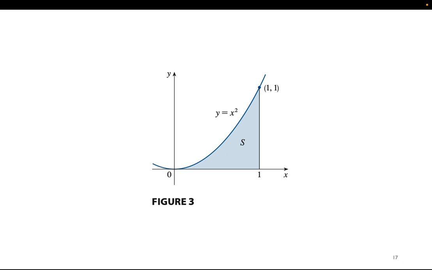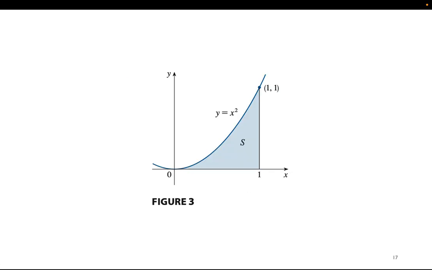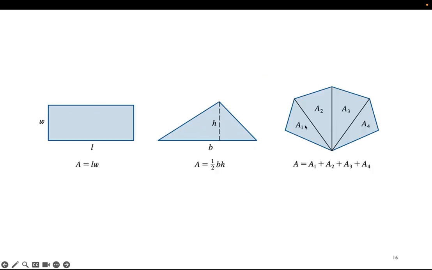So antiderivatives will be used to actually solve this problem. But that's a little bit ahead of ourselves. That's a little bit later on. So let's figure out how to do this from scratch. One way of doing this is to break this down, just like the motivating example here, into a bunch of shapes that we know how to find the area of.